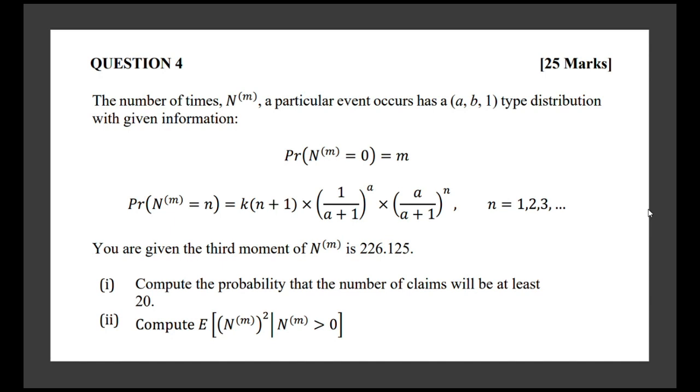So for question 4, with the given information, we are required to find the probability that the number of claims will be at least 20 and the expected value of N_M squared given that N_M is larger than 0.